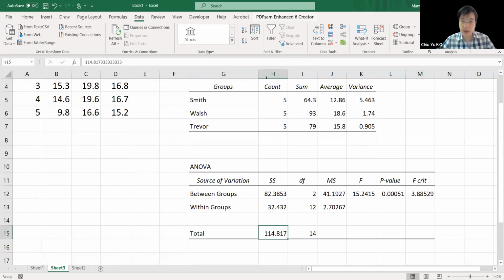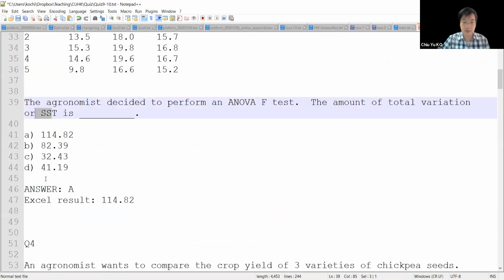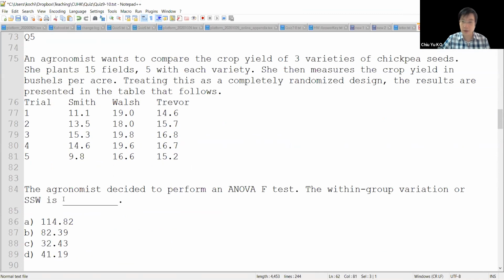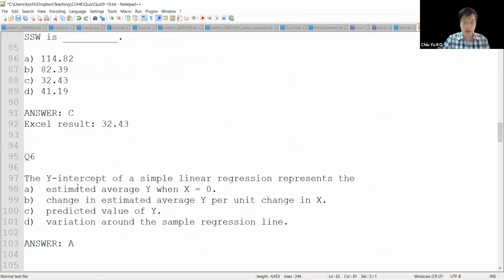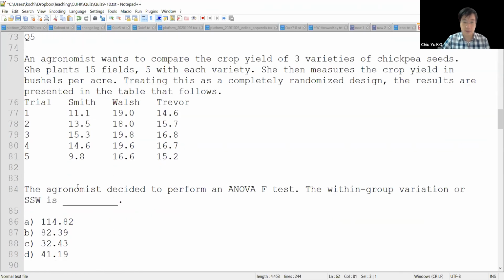So this is the SST, this is the SSA, and SSW. That would be the answer for the two questions here: how to do SST, SSA and SSW. I guess it should not be a concern for you. You can try it if you still have a query on that.